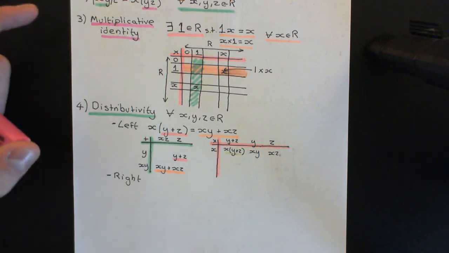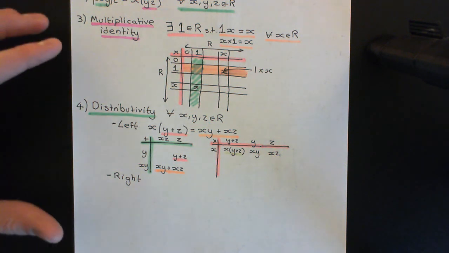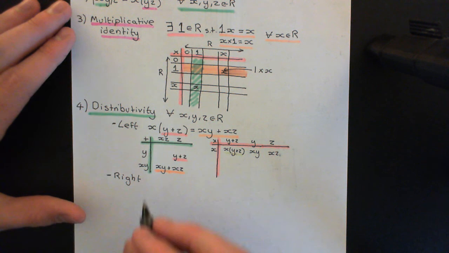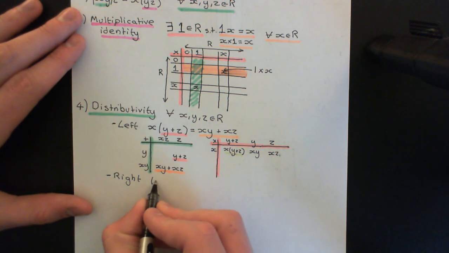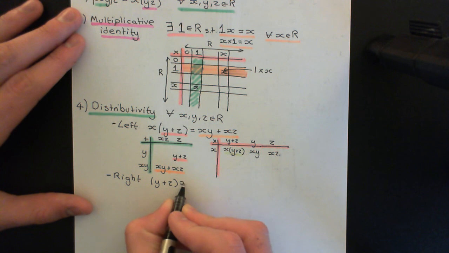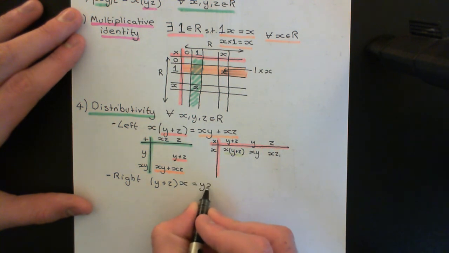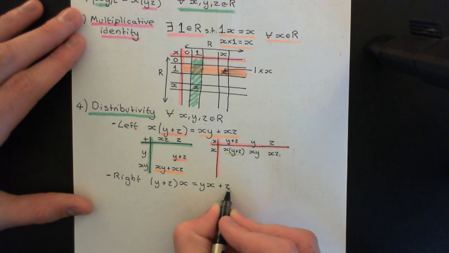However, in the formal definition of a ring, you don't insist that multiplication obeys commutativity. Okay, we'll add that one on later on. Okay, so you do need to separately state right distributivity here. So right distributivity says that if you have y plus z, and then you multiply that by x, that should equal the same thing as y times x plus z times x.